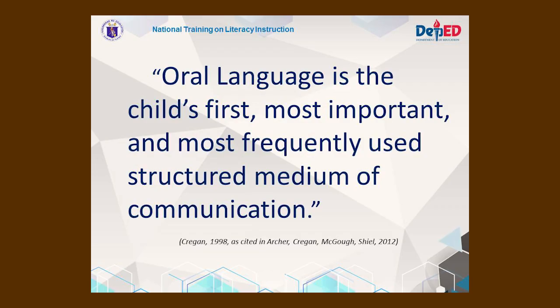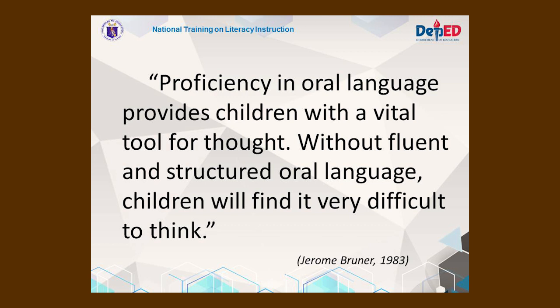So that's why we say if a child will have difficulty in their oral language, all the other skills, especially reading and writing, will definitely be expected to be something that would be difficult for the learners. This is again emphasized by Cregan in Archer, Cregan and McGaugh, Shield in 2012, that oral language is the child's first, most important, and most frequently used structured medium of communication. It is the primary means through which each individual or child will be enabled to structure, to evaluate, to describe, and to control his experience. Proficiency in oral language provides children with a vital tool for thought. Without fluent and structured oral language, children will find it very difficult to think.